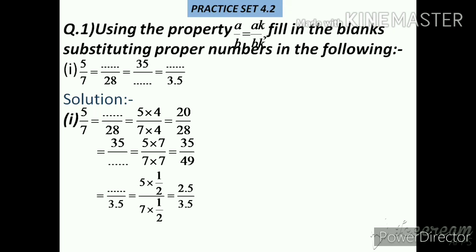Now, the fourth ratio. In the fourth ratio, children, the second term is given, 3.5. So 3.5 is half of 7. So half of 5 is what, children? 2.5. So the answer is 2.5 upon 3.5. Answer, 5 upon 7 equals 20 upon 28 equals 35 upon 49 equals 2.5 upon 3.5. This way we have to fill the proper numbers in the blanks.